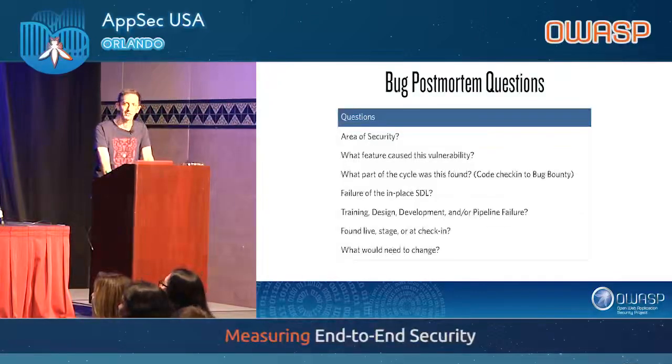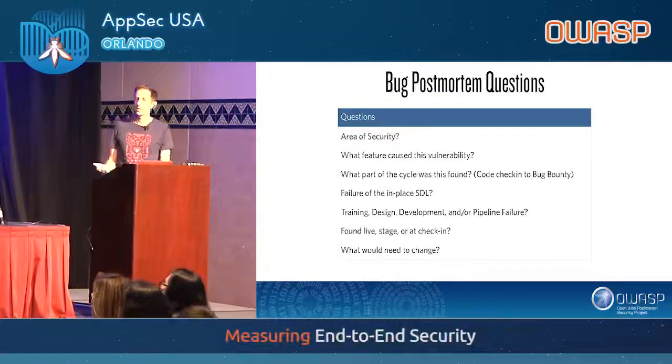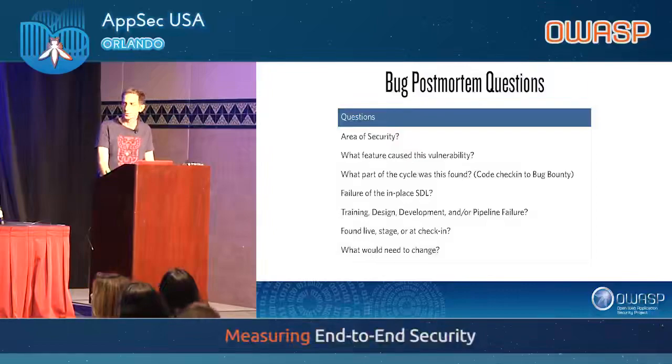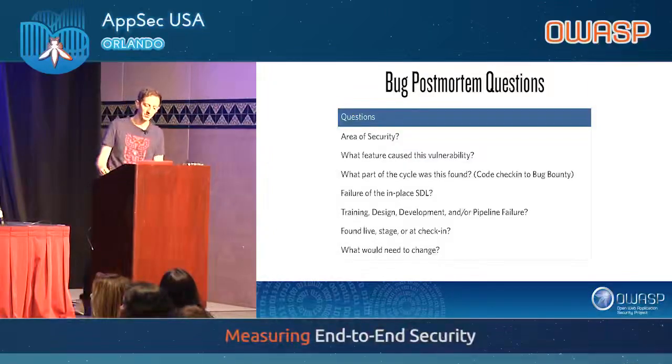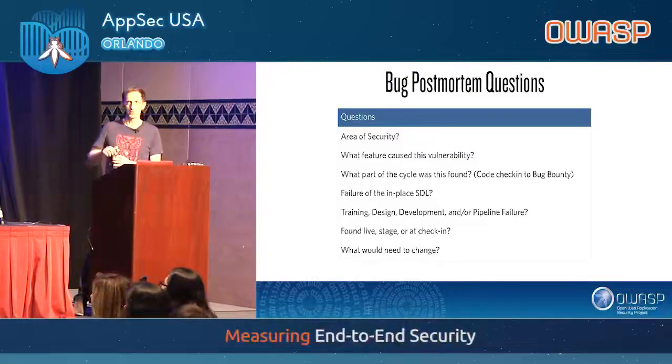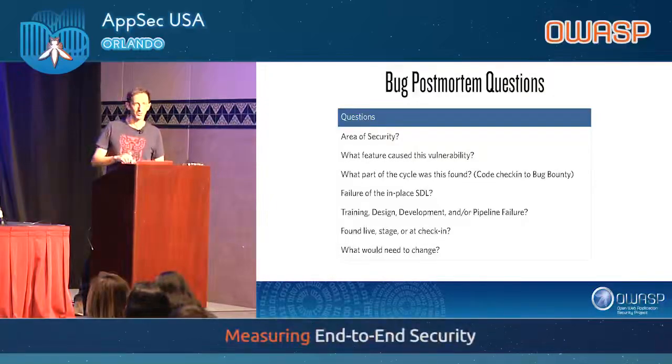The questions we want to ask are, really, what area of security was affected? That's authentication, authorization, was it output encoding? What feature caused this vulnerability? We match it up to a JIRA ticket. What part of the cycle was this found? Was it code check-in? Was it bug bounty? Was it a failure of the in-place SDL? So not just all of the SDL, it's the SDL that was in place when that bug was born, because we didn't add the entire thing at once. We pieced it in over time.